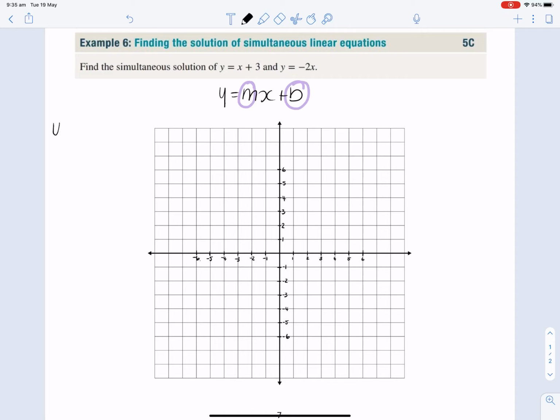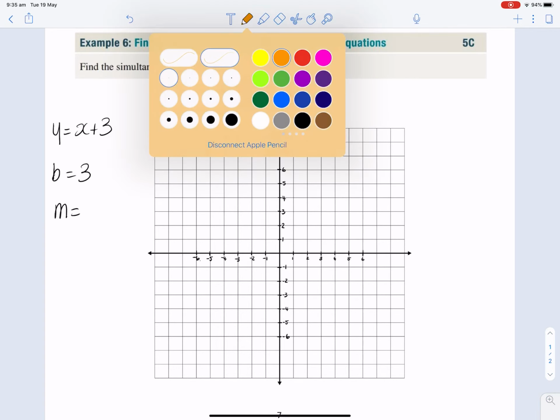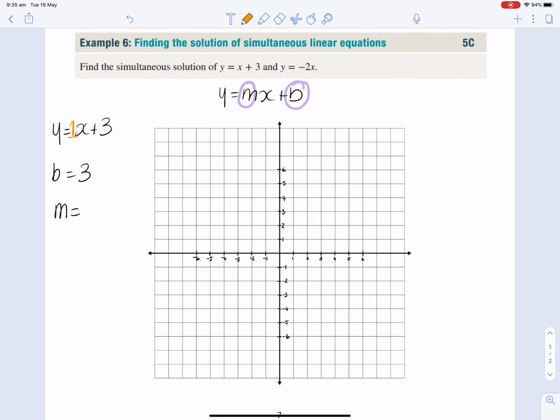For the first equation, y equals x plus 3, my y-intercept is at 3, and my gradient, this one's hidden, is the number in front of the x, so in this case it's 1. So it needs to be rise over run, and in this case you put the 1 over 1, so that you have something to rise and something to run.